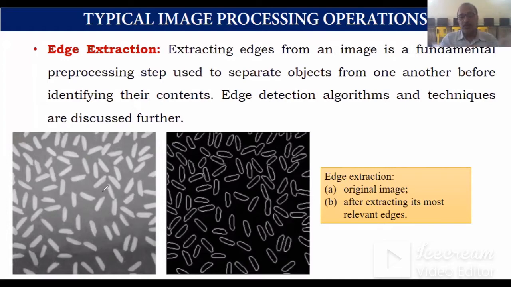Suppose there are lots of images and from those images we want to find what the objects are in that image, or we can count how many objects are in that image. In that case you can use the edge detection technique. See the image here, this is our rice image, and when we use the edge detection technique, each rice grain has an edge, so this edge will be detected. This is the edge detection technique. Extracting edges from an image is a fundamental process to separate the objects. In object recognition and object detection, we require image edge detection.